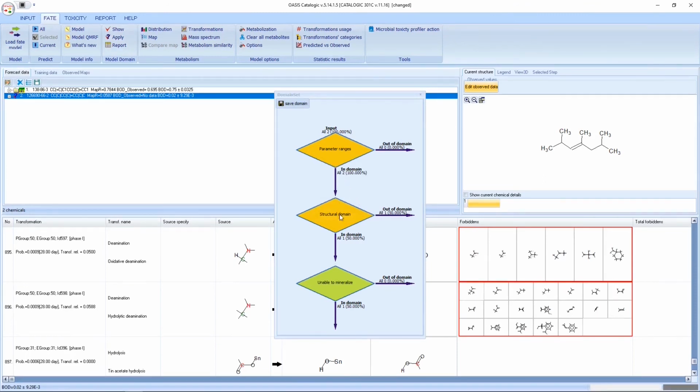The chemical should meet all requirements of the domain layers in order to be classified as belonging to the model applicability domain. Belonging to the applicability domain does not always guarantee a correct prediction. However, in this case the prediction is considered reliable. Alternatively, out-of-domain predictions should not necessarily be considered as incorrect. However, they are less reliable.